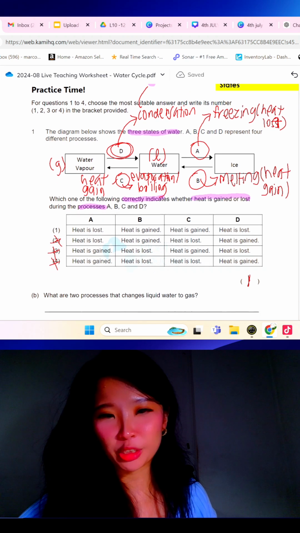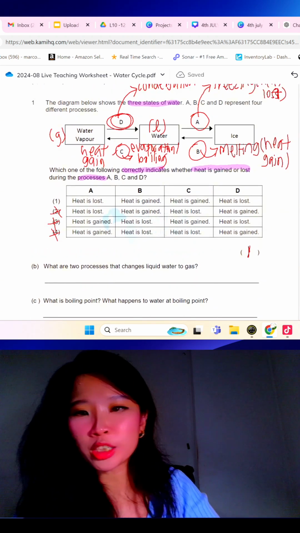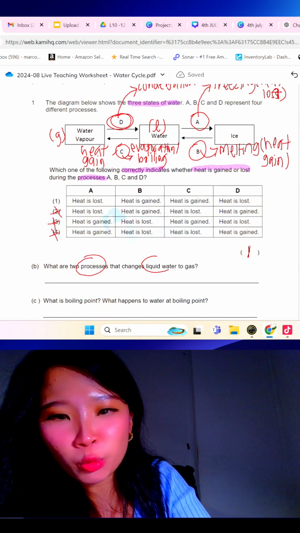Let's go. Awesome. Okay, so what are the two processes that change liquid water to gas?